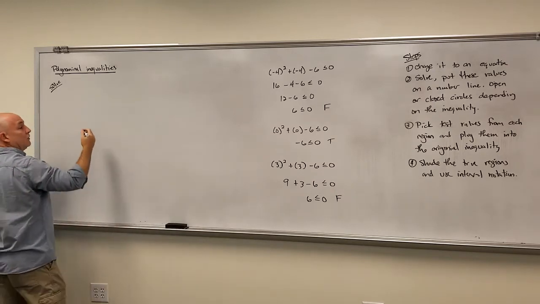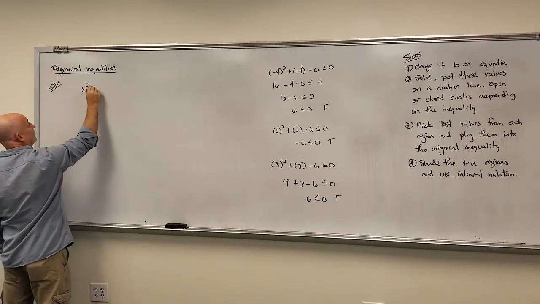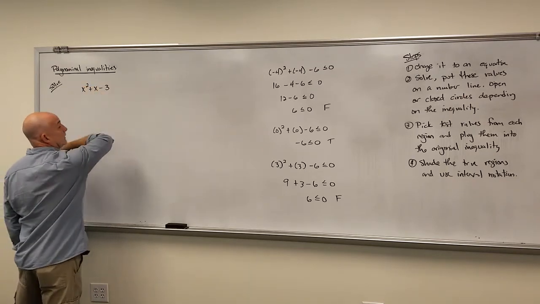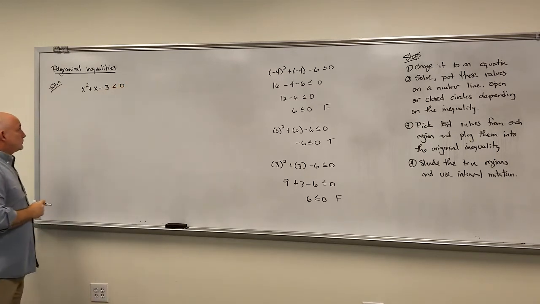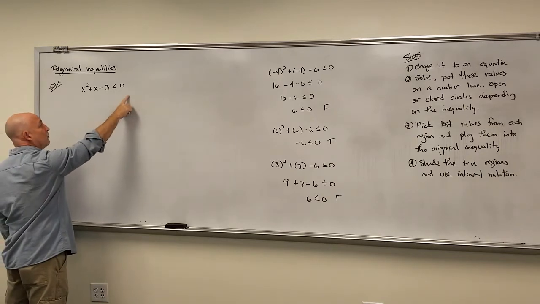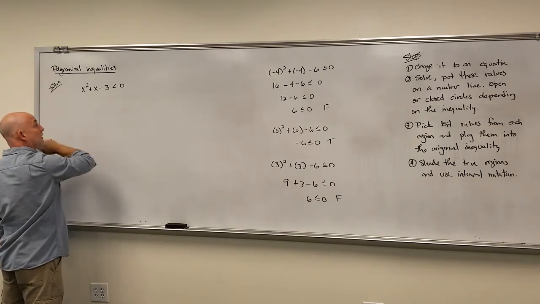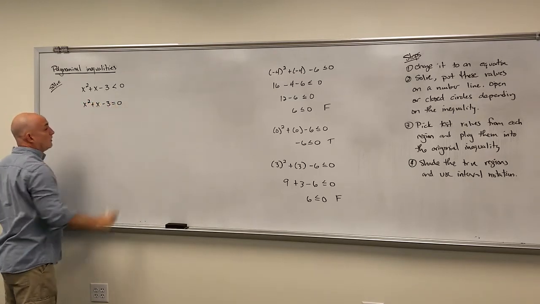All right, let's say we have, let's do x squared plus x minus 3, and let's just do less than 0. All right, again, we want to say that this is a polynomial inequality. More specifically, it's a quadratic inequality. So we're going to change this to an equal sign and solve.